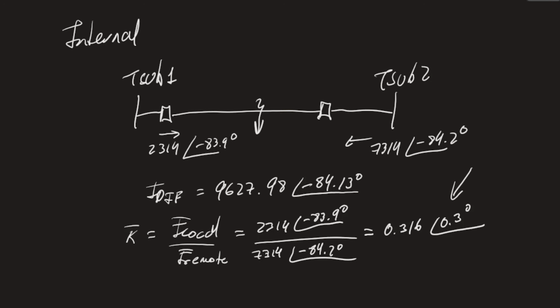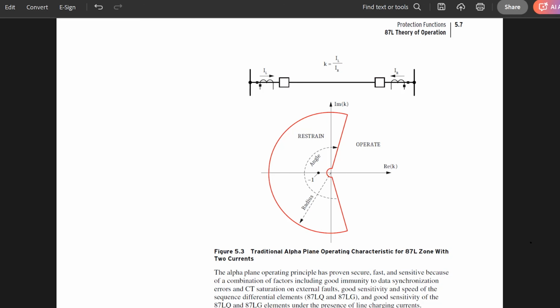So going back to the alpha plane, we can say that the external fault case was right here, 1 at 180 degrees. And the internal fault case was somewhere around here. We calculated that to be 0.3 at roughly 0.3 degrees. And again, the external fault calculation falls in the restraint region, so we won't trip for that case. And the internal fault case falls here in the operate region, so we will declare a trip for that case.